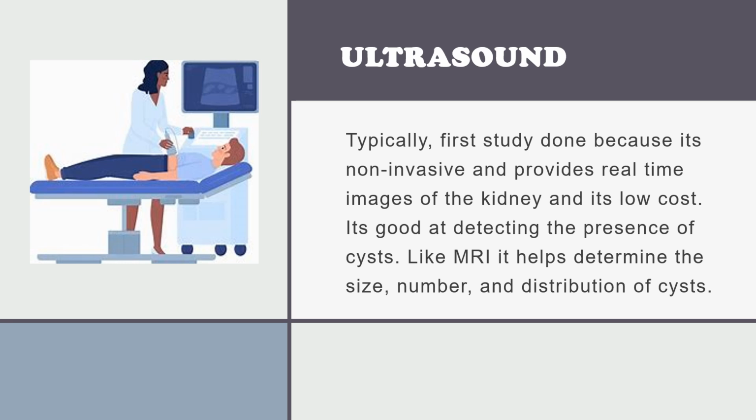Another modality that's typically used first is ultrasound. It's used first because it's low cost and it provides a real-time image of what's going on in the kidney. It's good at detecting the presence of the cysts, and like MRI, it helps determine the size, number, and distribution of cysts, but it has limitations. So it's primarily just used for seeing if there is a cyst in the kidney initially.